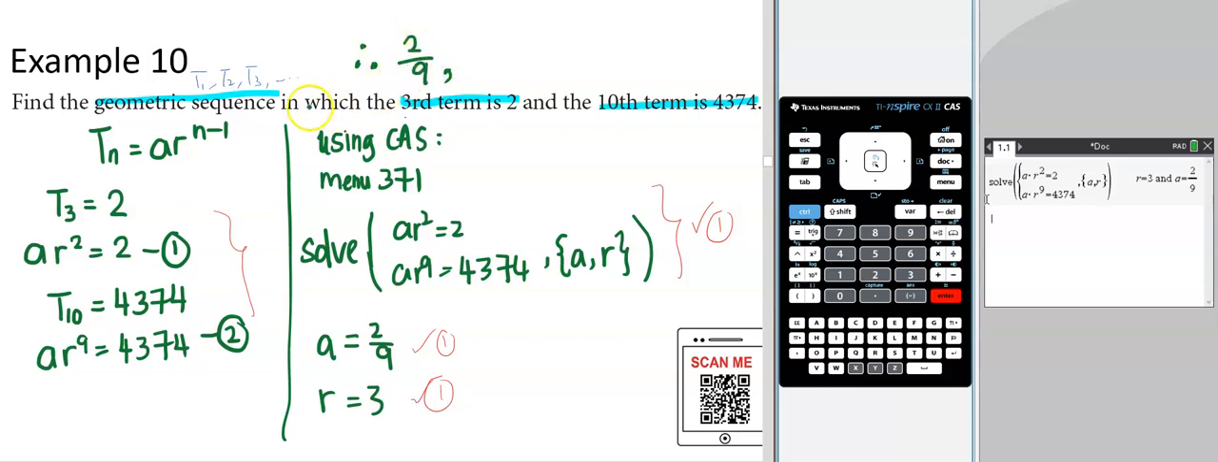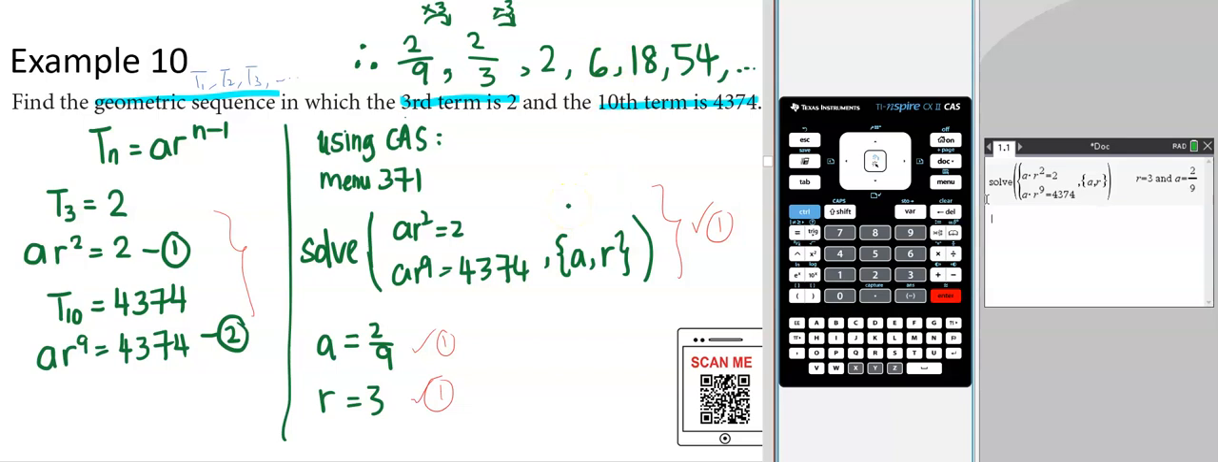2 over 9, second terms will be times 3. So it becomes 2 over 3. That means every time you times 3. And over here, if you times 3, you become 2. And you times 3 again, 6. And 18, 54. So you just give minimum 3 values, at least minimum 3 values over here to show this is a geometric sequence. Alright, so that is for example 10.